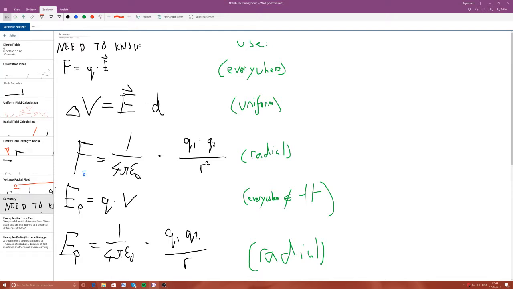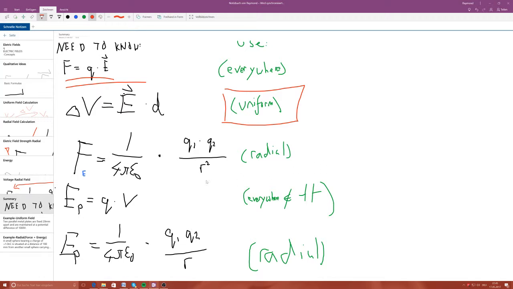So the most important that you really need to know is F equals QE. It's fundamental to all of the other equations, and it's applicable anywhere. So it's the most useful one, so to say. Then you have delta V equals E times D, which is a good way of earning simple points, but do note that it's only applicable to the uniform field.